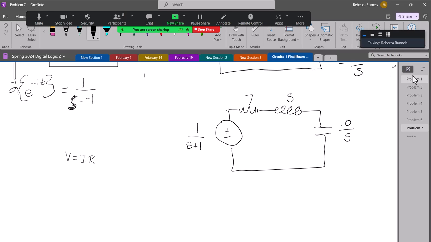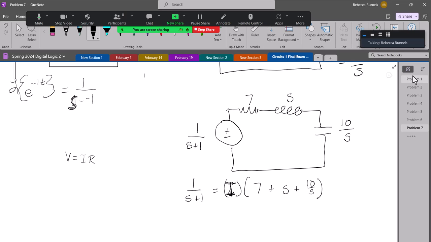Okay, so our voltage is 1 over S plus 1 equals, and our current is I, it's actually, well, you call it capital I because I'm in the S domain. It's not in the time domain. The sum of our impedances will be 7 plus S plus 10 over S.